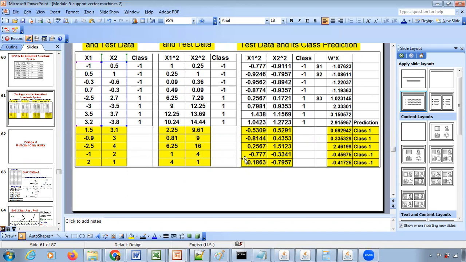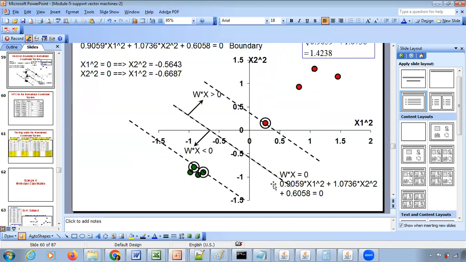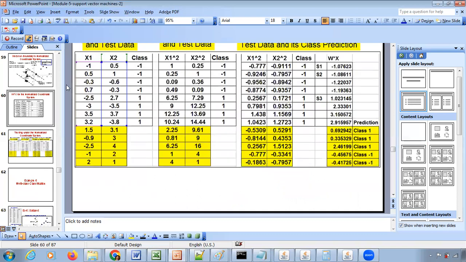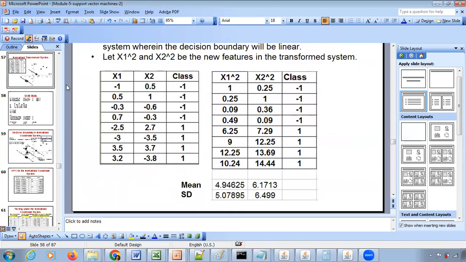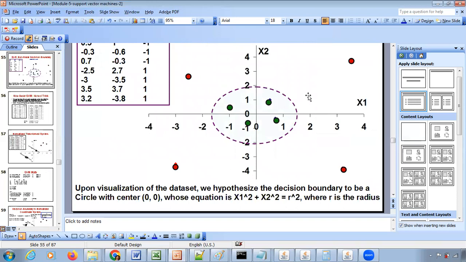So if you look at where it is, -0.77 and -0.33. So -0.77 is again somewhere here, and -0.33 is somewhere here. So it is in this negative class -1. Same thing with 2, 1. So if you go back and see where 2, 1 could be, 2, 1 is somewhere here.